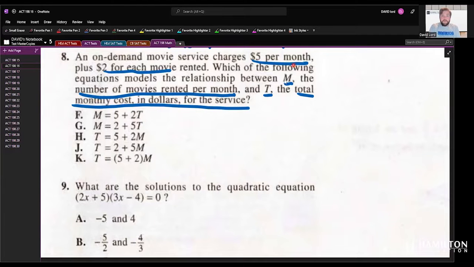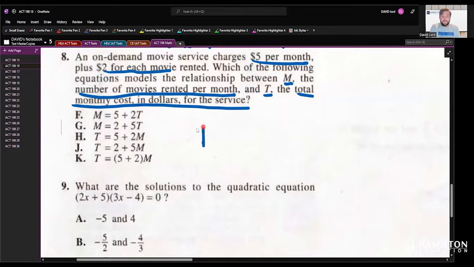So usually when you see the words "for each," that is a rate, or if you see the word "per," it's a rate. But since this is for a monthly cost, we can ignore the "per month" part. We do need to pay attention to the "for each movie rented" though.